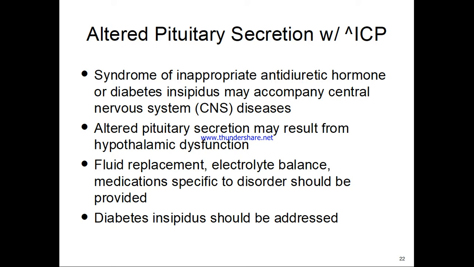So you'll remember from our endocrine lecture last week, we discussed SIADH and DI, and these can accompany nervous system conditions. So what happens is there's hypothalamic dysfunction that causes altered pituitary hormone secretion. So we may need to tailor our fluid replacement and our electrolyte balancing and our medications to respond to either situation.